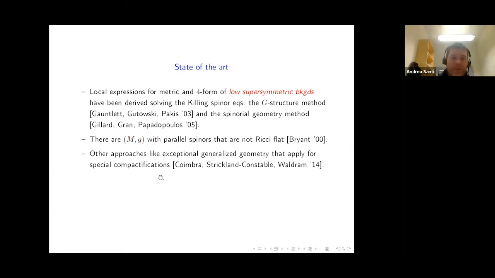In the last decade, one of the most pursued approaches is exceptional generalized geometry. Here I'm citing this article from 2014, but the literature is really extensive. There is a lot of work in this direction. It's important to notice that this approach works under some special assumption on M. Essentially, you write M as a warped product of some smaller dimensional manifolds. And in the purely gravitational setting, so when the flux is set to zero, it was observed by Bryant in 2000 that there are Lorentzian manifolds that admit parallel spinors, but that are not Ricci flat. I'll be back on this next time with more details.